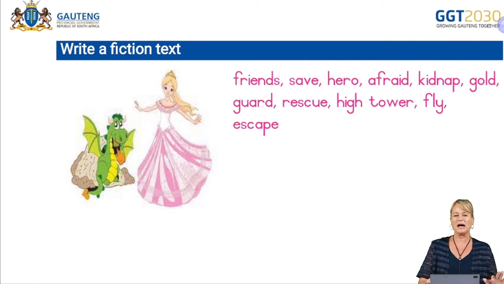Maybe the dragon has to guard the princess. That means look out for her and look after her. Maybe she lives in a high tower and has to be rescued. Maybe the dragon flies up to help her and she is able to escape. So that could give you some ideas on what to write if you choose the princess story.